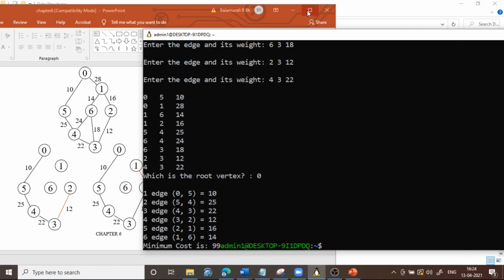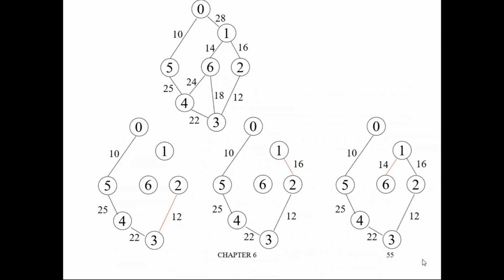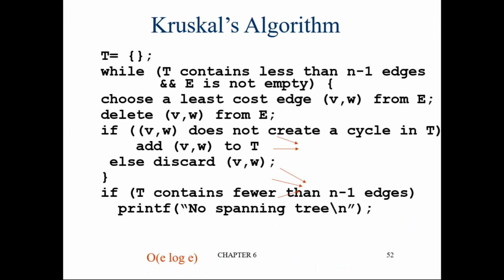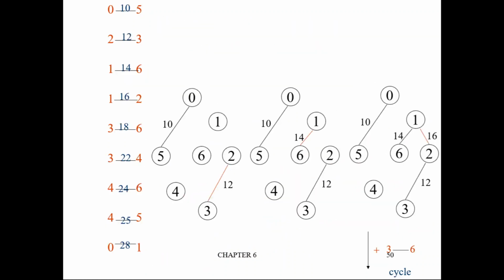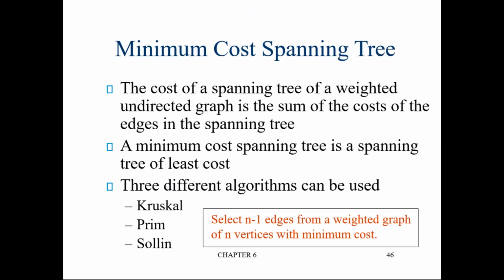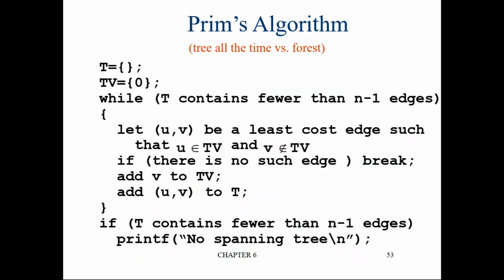Welcome. The topic we are going to discuss in this lecture is Prim's algorithm. We are discussing minimum cost spanning trees. Basically there are three algorithms: Kruskal's algorithm, Prim's algorithm and Sollin's algorithm. In today's lecture we'll be discussing Prim's algorithm.